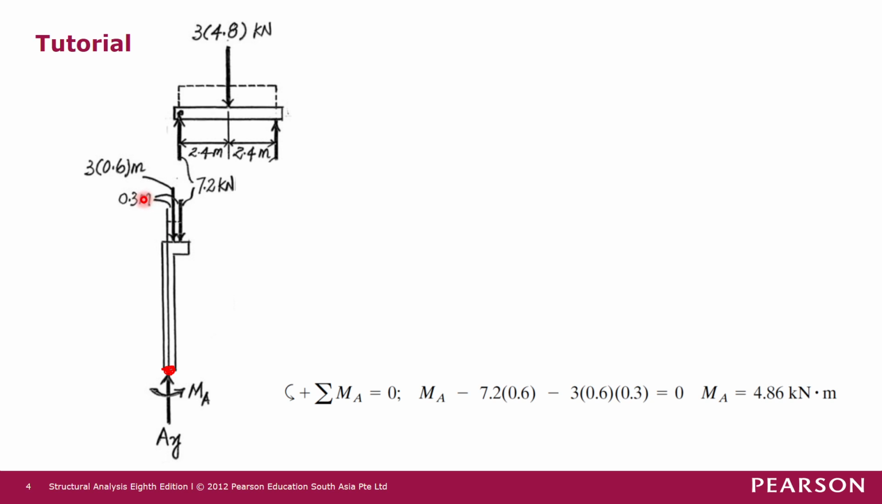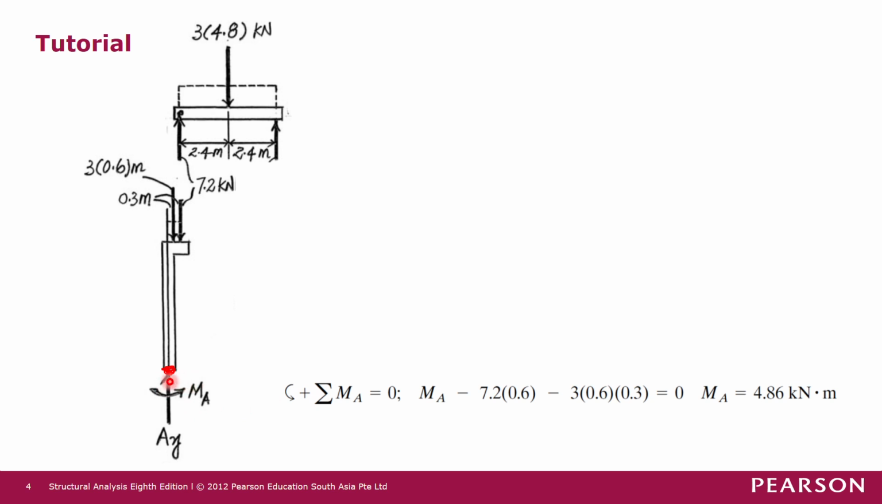This 1.8 kilonewton force has a moment arm of 0.3 meter about joint A, and this 7.2 kilonewton force has a moment arm of 0.6 meters about joint A. So we will sum moments of MA, this 1.8 kilonewton force and this 7.2 kilonewton force. We sum moment at joint A, and it should be equal to 0, and we take anti-clockwise moment as positive.